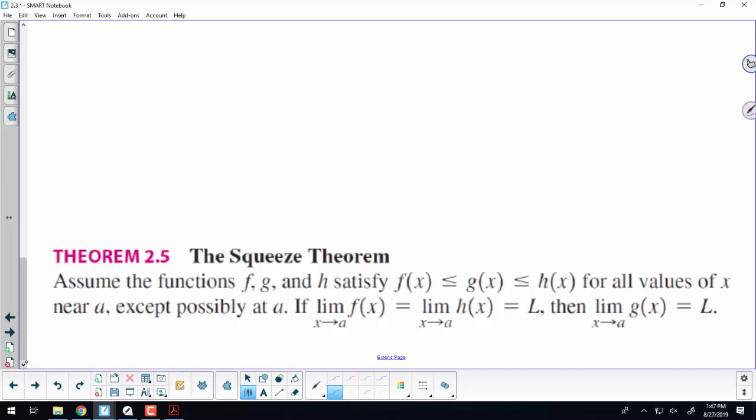The modification we made here is that f, g, and h satisfy that inequality for all values of x that are near a, except possibly right at a. Again, that's just based on the limit. It doesn't care what's happening right at that x value. Okay. So if I know my two limits here on the end are equal to something, then the limit on this function has to also be equal to L.